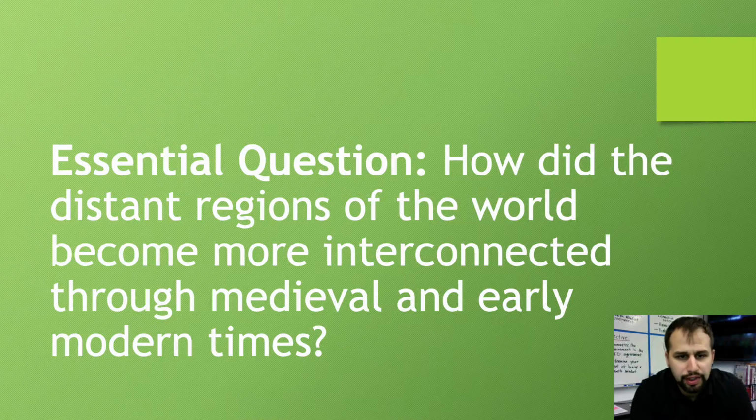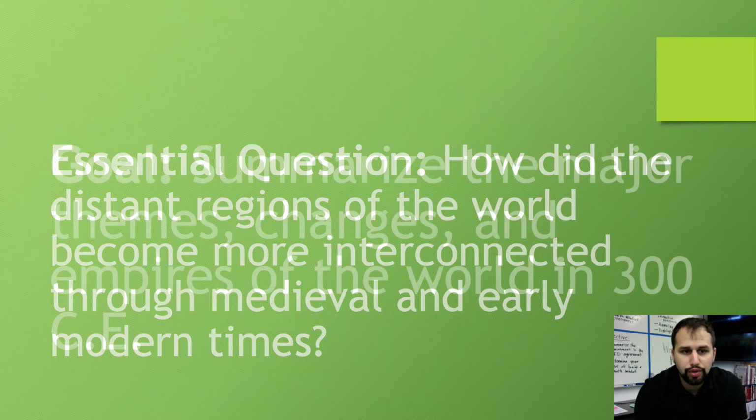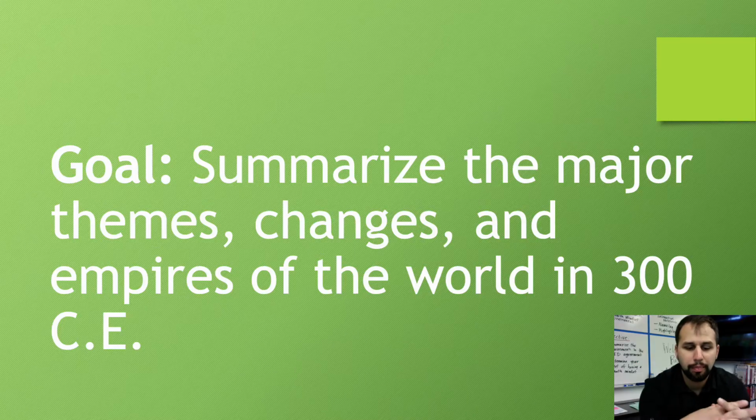Our essential question for today is how did the distant regions of the world become more interconnected through medieval and early modern times? So your goal is by the end of this chapter and this presentation, you should be able to summarize what are the major themes, changes, and empires of the world in 300 CE, and how are they interconnected in some way.